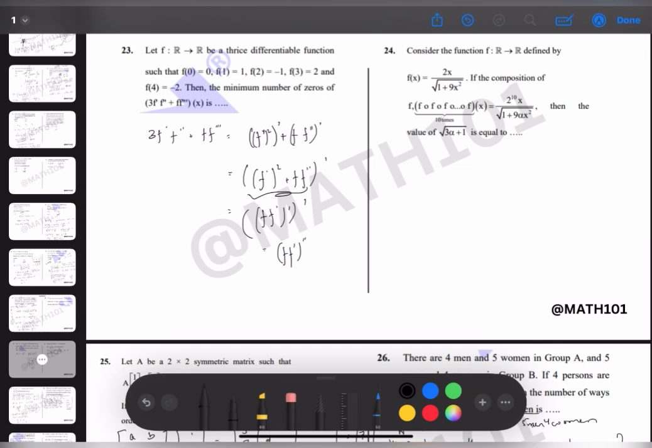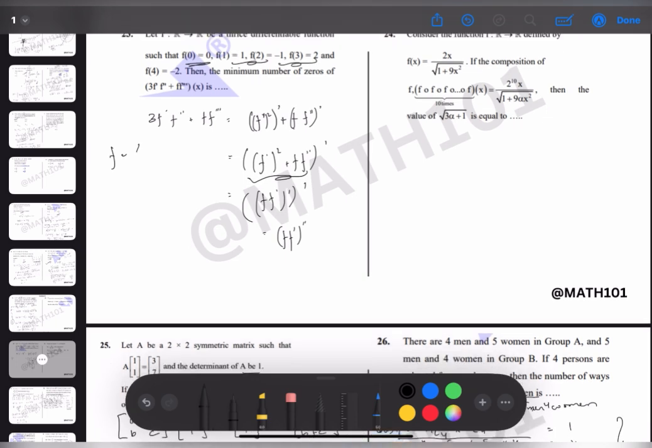Now the number of roots of f are 0 at 0. Then there's one root between these two, one root between these two, and one root between 3 and 4. So f has at least 4 roots, which means f prime has at least 3 roots, which means f double prime has at least 7 roots, which means this thing has at least 5 roots.